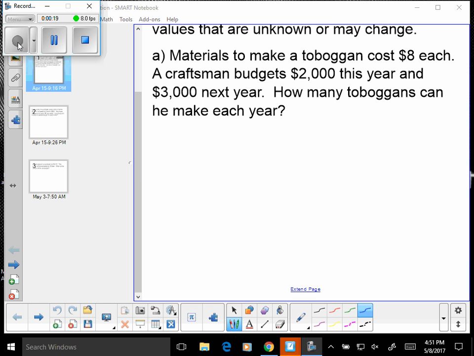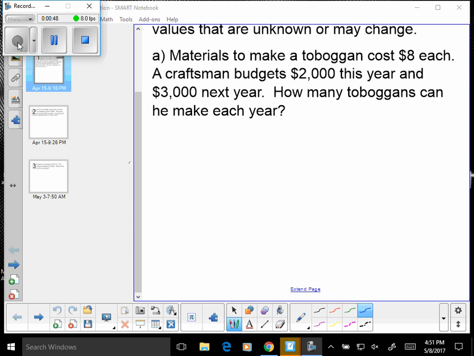In our first problem, we are going to be dealing with making a toboggan. It says that the materials to make a toboggan cost $8 for each toboggan that is made. Craftsman is going to budget $2,000 this year, and then he's going to budget $3,000 next year. So he's obviously figuring that he's going to increase his production. The question is, how many toboggans can he make each year?